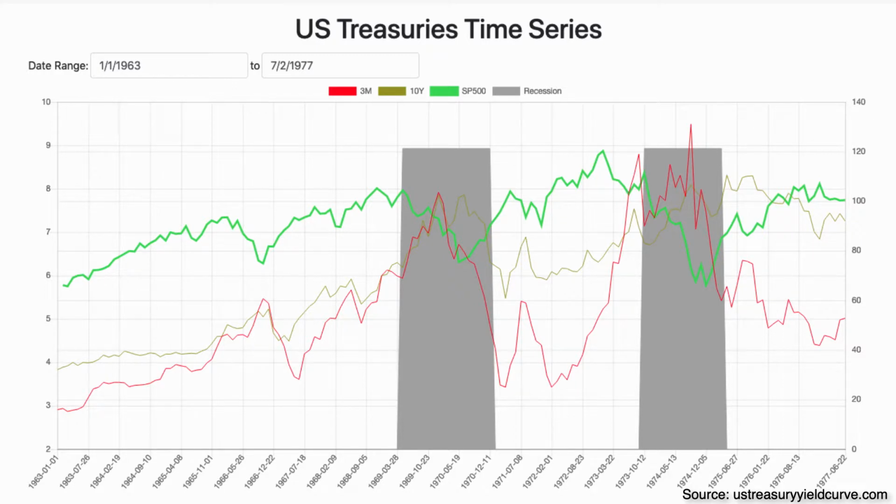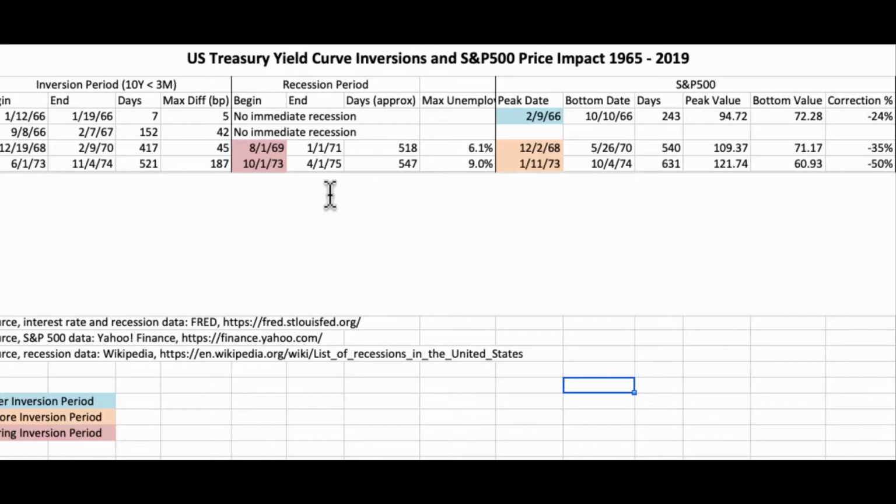So the next yield curve inversion that I want to take a look at is this one that occurred in the early 1970s, where you had short-term interest rates rising very rapidly again, and then they rose above what the 10-year yield was, and you get a yield curve inversion. And this one actually correlated with a pretty nasty stock market crash. In my chart here, the stock market actually had as much of a 50% correction.